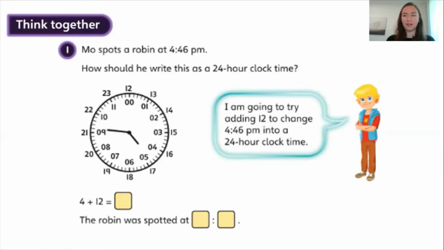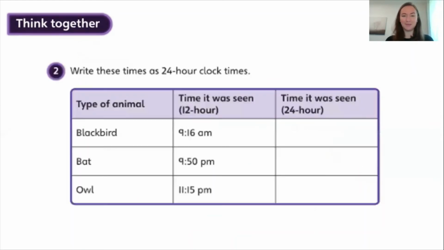So let's get going. 4 add 12 is 16. We don't change the minutes at all when we're converting to a 24-hour time. So 4:46 p.m. is 16:46. Well done if you got that one correct.